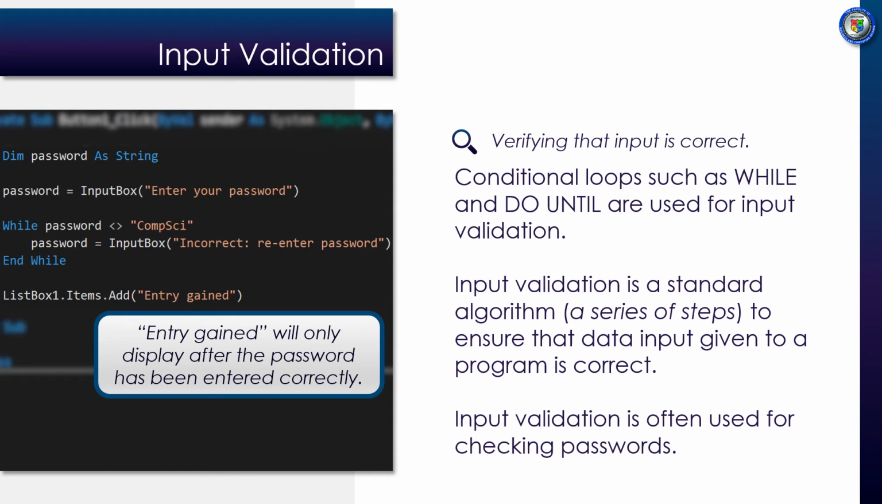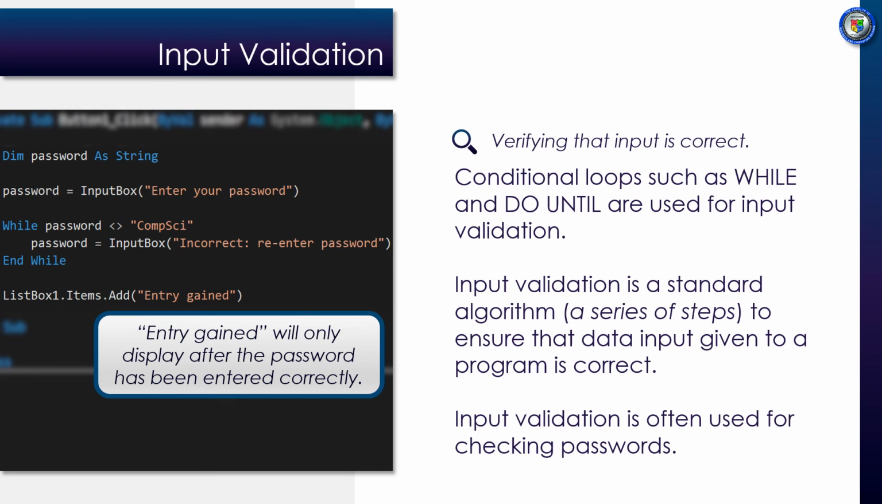In the code that we see here, a password is being input via an input box. That password is then being checked at the start of the while loop. So while password is not comp sci, it is checking that condition. If this condition is false and it is comp sci, then we will not enter the loop and execute the code within the loop. We will miss that out and simply print out entry gained in our list box.